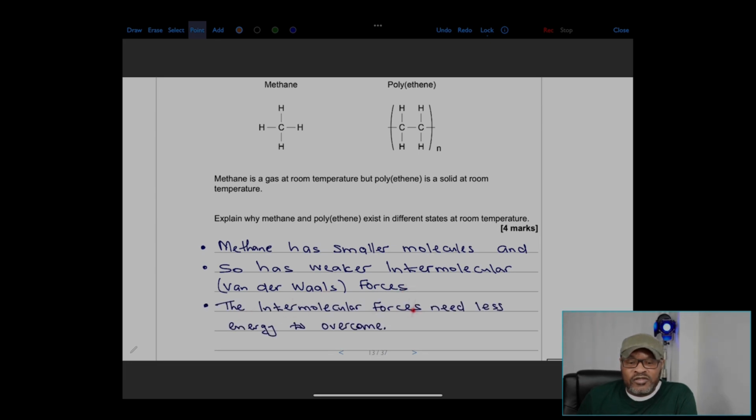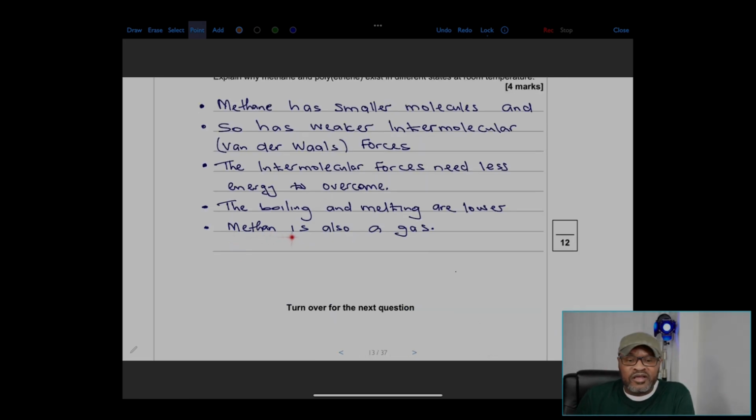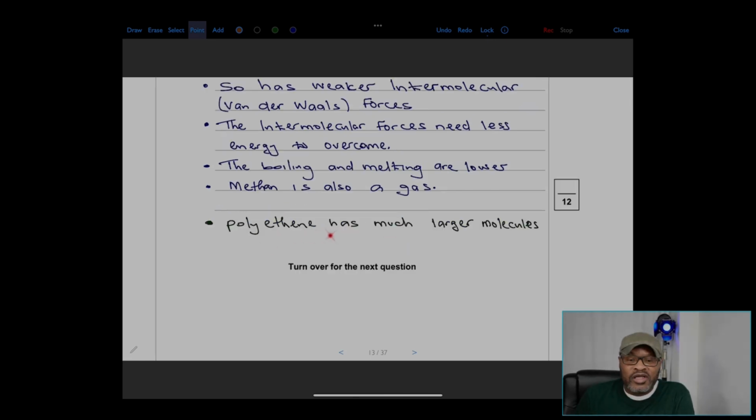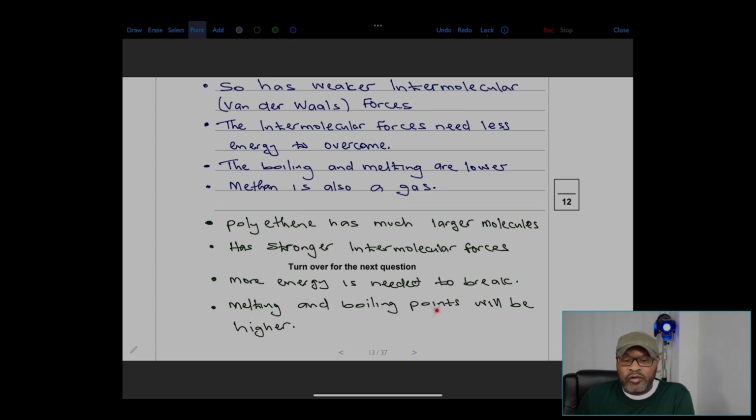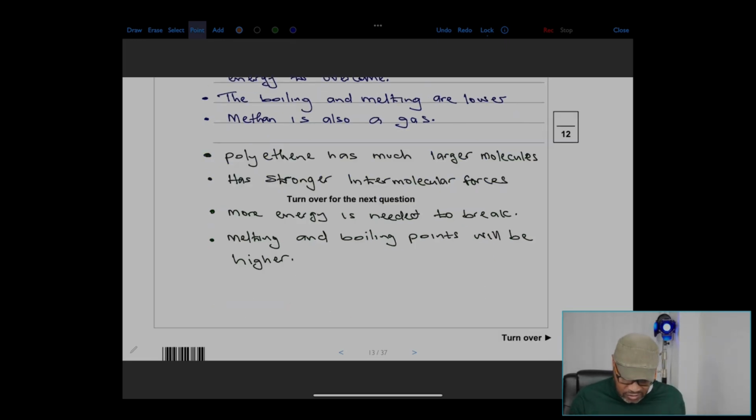The intermolecular forces need less energy to overcome. Therefore, the boiling point and the melting point are lower for methane, which is why methane is a gas at room temperature. Polyethylene has much larger molecules, so it has more mass and stronger intermolecular forces, and they all add up. More energy is then required to break the structure of polyethylene. The melting and boiling points will be higher because the mass is higher, so polyethylene is a solid.